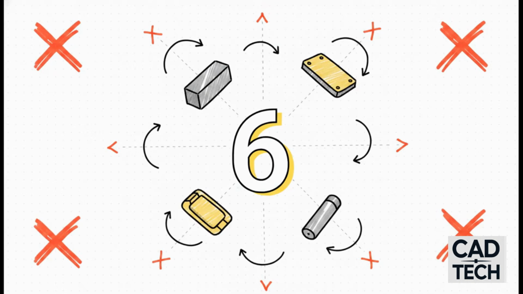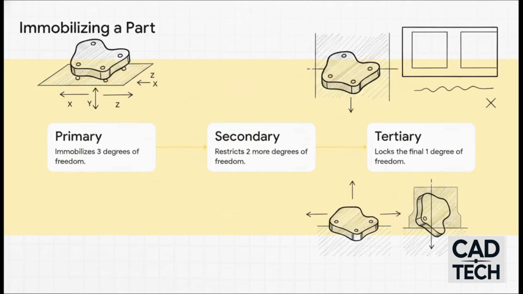Here's the thing. Before we hold that part against a simulator, it's just floating out there in space. And a part floating in space has exactly 6 degrees of freedom. Think about it. It can translate along 3 axes, left and right, up and down, forward and back. And it can rotate around those same 3 axes. If we want to inspect this thing accurately, our goal is to eliminate all 6 of these freedoms. Let's walk through exactly how this builds into a repeatable setup. Step 1. We hold the part against the primary datum simulator.